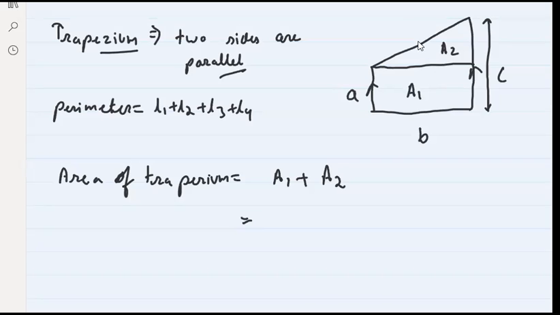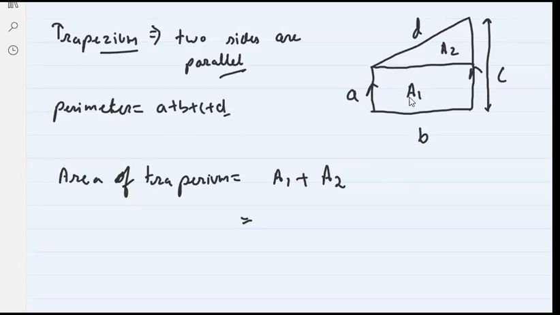And it is D. Okay, it is D. So A plus B plus C plus D. Now, what is A1? Tell me, what is A1?